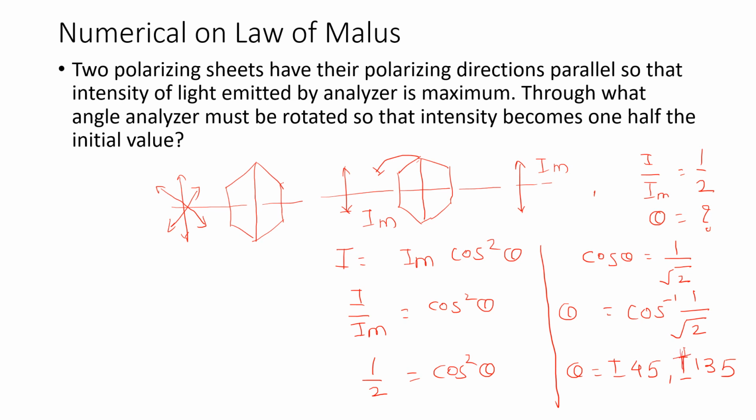Plus minus means clockwise or anti-clockwise rotation. So we can rotate it in the clockwise direction by 45 or 135, or we can rotate it in the anti-clockwise direction by 45 or 135. So this is the answer. Plus minus 45, plus minus 135 should be the angle through which the analyzer should be rotated to reduce the intensity to 1/2 of its initial value.